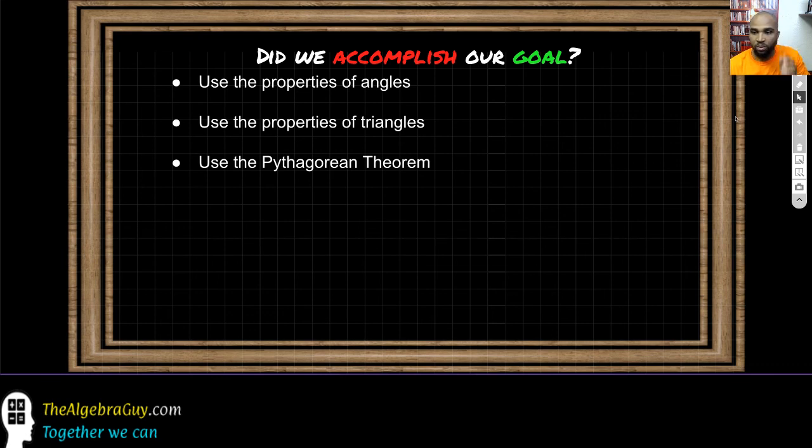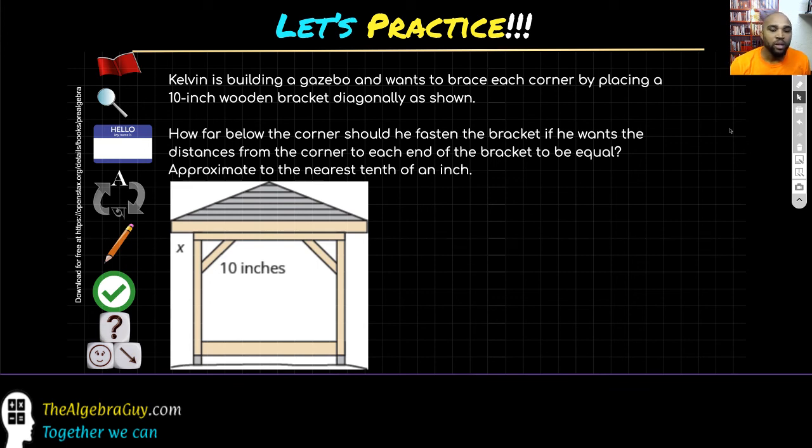I think I've got time for one more, and I kind of like that one because it looks like a word problem. Kevin is building a gazebo and wants to brace each corner by placing a 10-inch wooden bracket diagonally. So here you go, here's this 10-inch wooden bracket diagonally. How far below the corner should he fasten it? So how far down? What is this place here? That's what he's wondering. It's his question. If he wants the distances from the corner of each to be the same. So if you've got these two distances from the corner the same, what kind of triangle do you have? Well, we have an isosceles. Great.